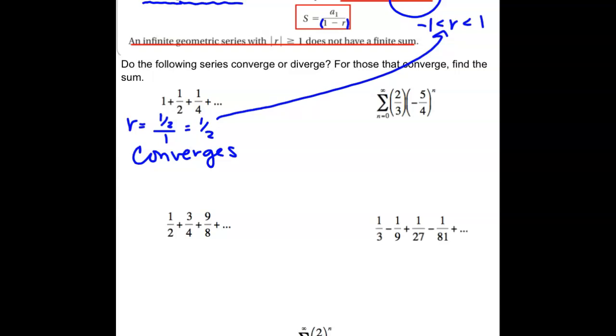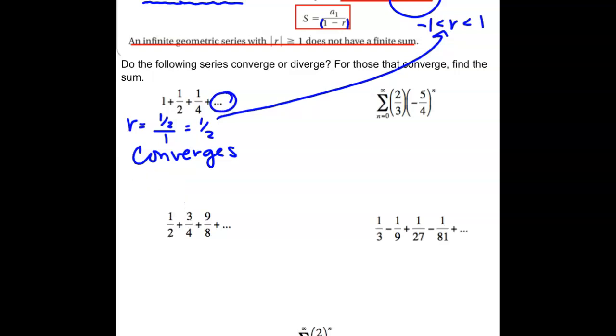All right, our formula says we need the first term and we need our R value, and we know both of those. So our total here, and notice that there's no little number down here because it's going to infinity. All right, we're finding an infinite sum.